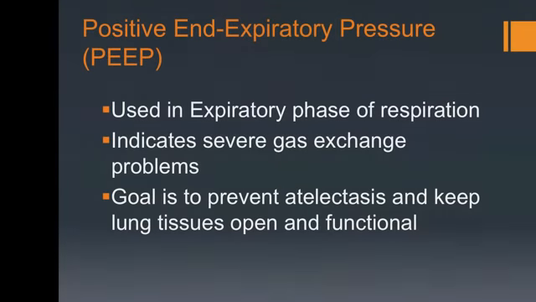Positive end-expiratory pressure, or PEEP, is talked about a lot in the literature, in your text, and in your resources. This is used in the expiratory phase of respiration. It would indicate a severe gas exchange problem if you need a lot of PEEP. The goal is to prevent atelectasis and to keep lung tissues open and functional. And here's a short video that will give you a visual aid so you can understand PEEP a little more clearly.